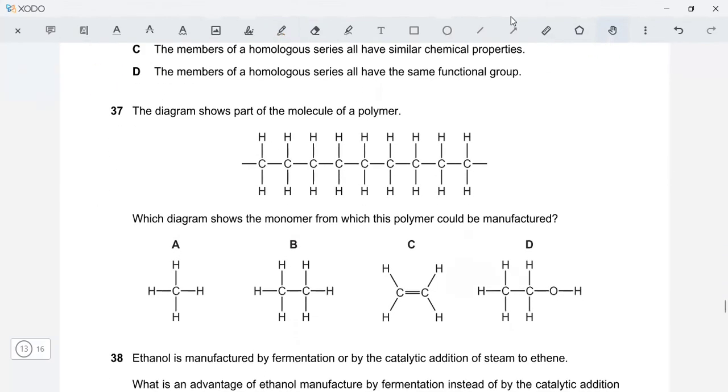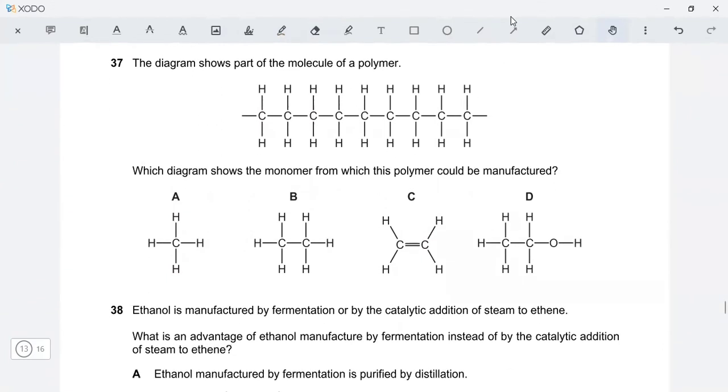Okay, 37. The diagram shows the molecules of a polymer. So here you could see this is the polymer. Right? Which diagram shows the monomer from which the polymer could be manufactured? How is this polymer produced? Polymer is basically made from the monomer. So a monomer undergoes heating, and that will undergo the polymerization reaction, then it will form a polymer.